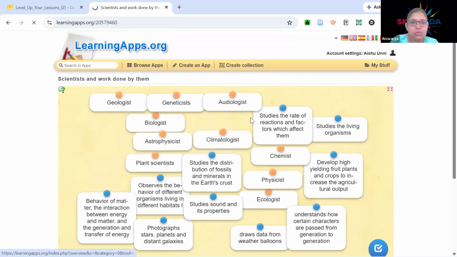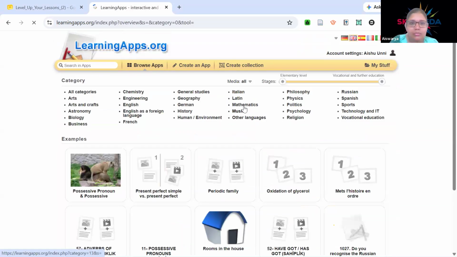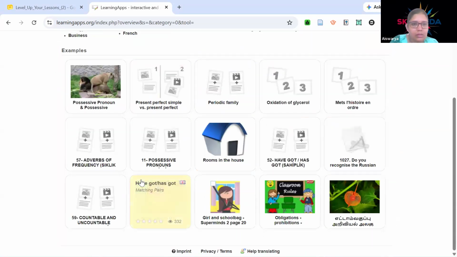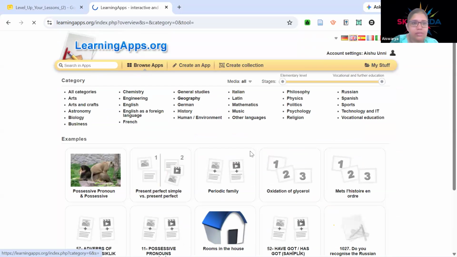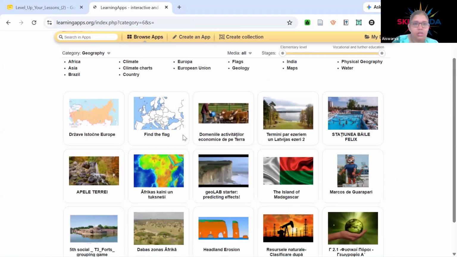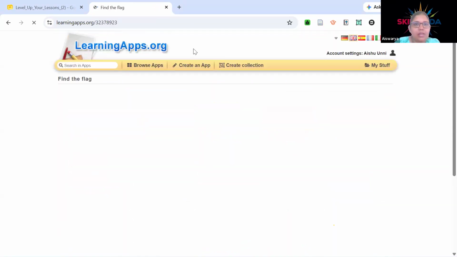Okay, and I'll choose something else. See, let's say again from geography, maybe this time. Find the flag. Let me see this. This can be a nice activity for mapping.